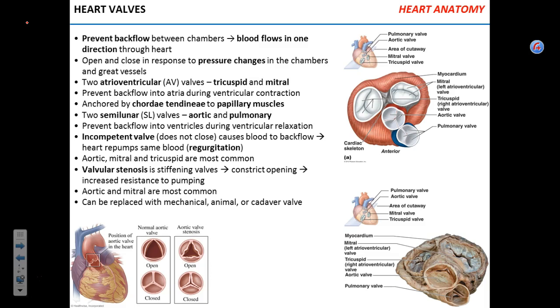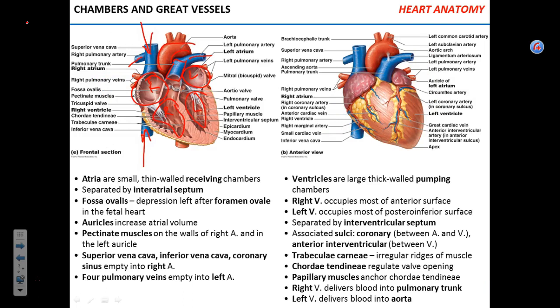For instance, 2 atrioventricular or AV valves. They separate right atrium and ventricle, and left atrium and ventricle. Okay, tricuspid here separates right atrium and right ventricle. Bicuspid or mitral valve separates left atrium and ventricle. If you would look at this image here, we talked about this. This is tricuspid and this is bicuspid or mitral.